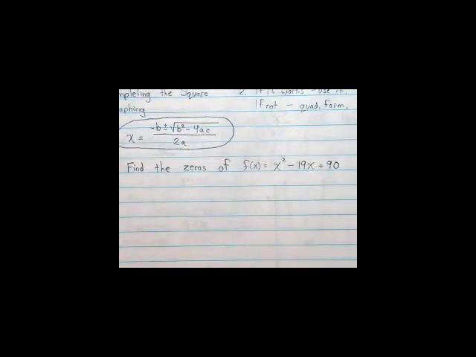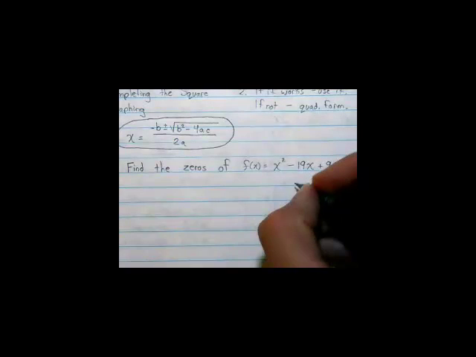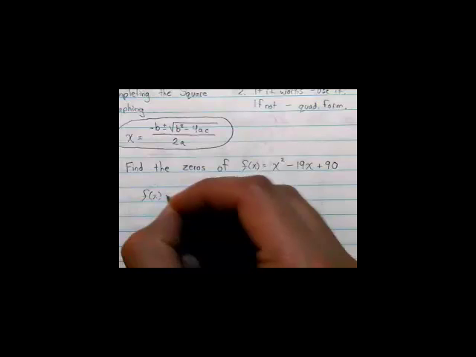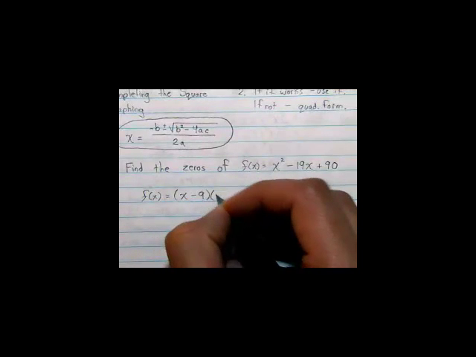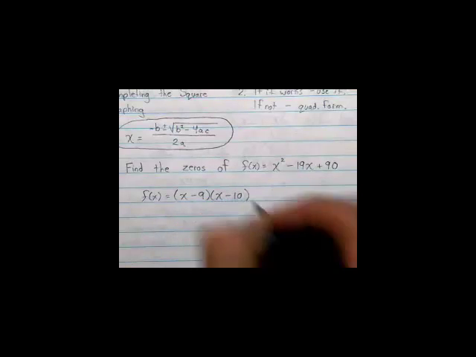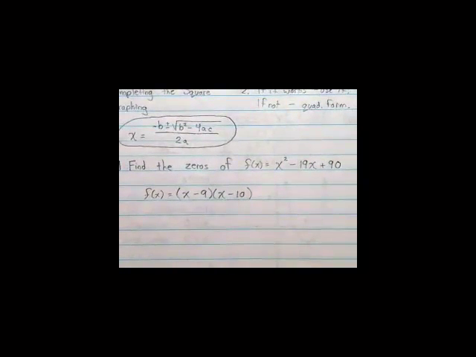Okay? So, do we know what those are? Negative 9 and negative 10. So this is going to be f of x equals x minus 9 times x minus 10. Okay, so that's the factored form of this quadratic.